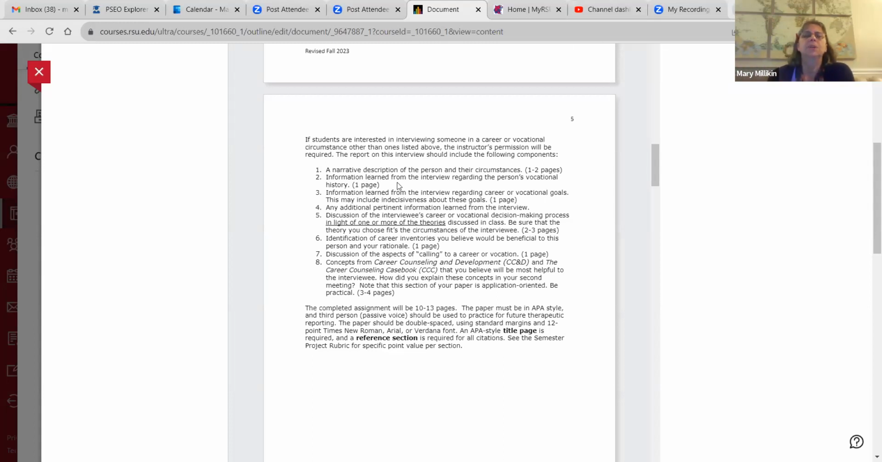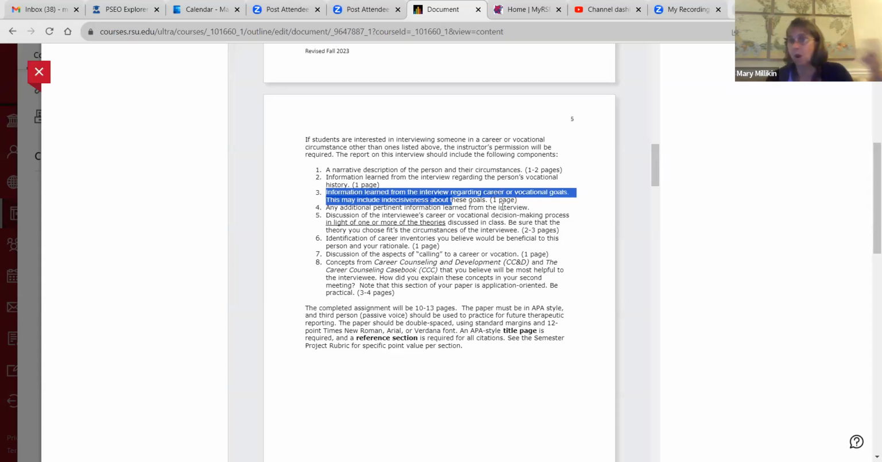Now, the second component is information learned from that interview regarding their vocational history. And that's where you could go back, if they were a welder, and find out what they did, more about welding or how they got there. At least a page for that. Information learned from the interview regarding career or vocational goals. This is the third component. And this might also include indecisiveness about these goals.